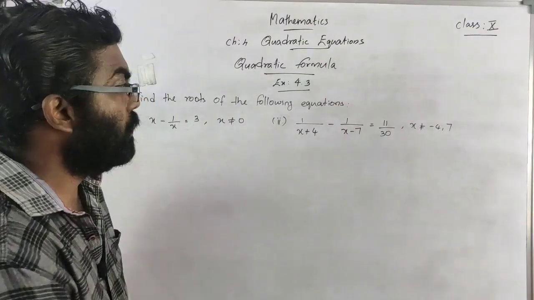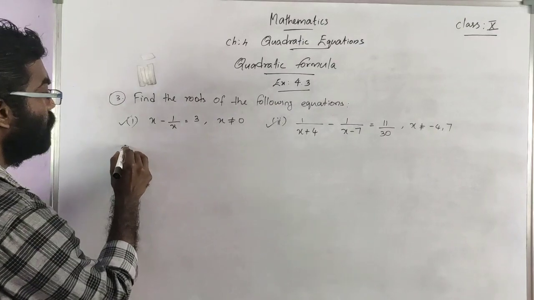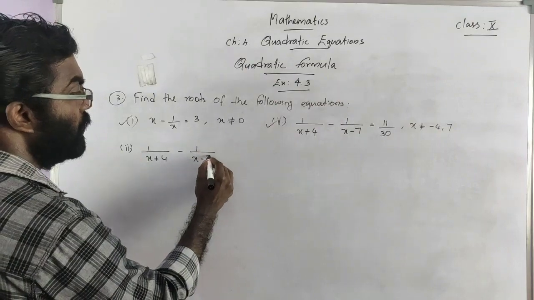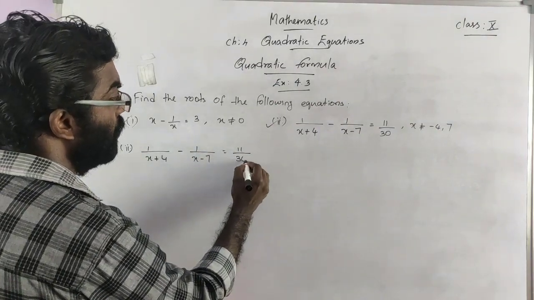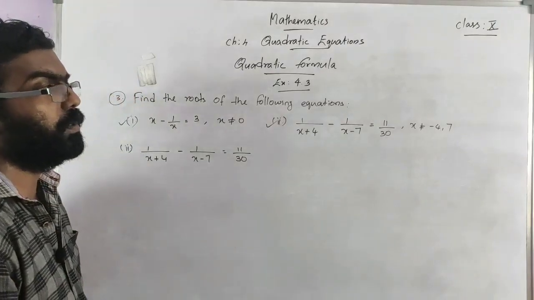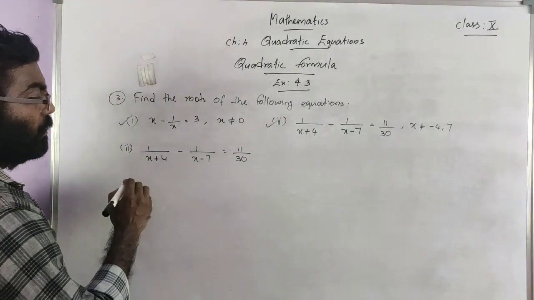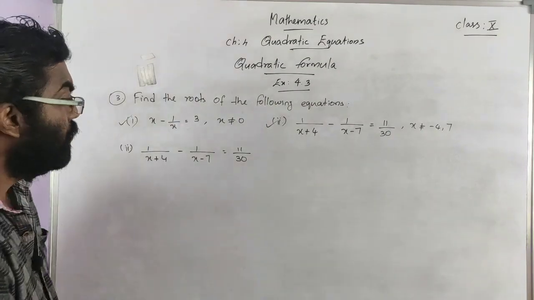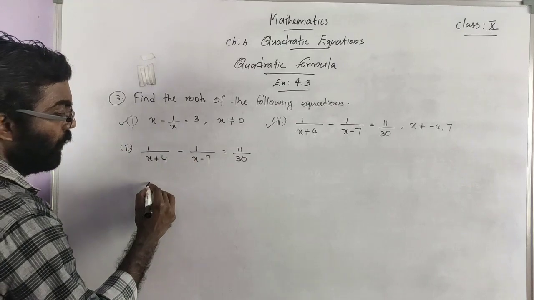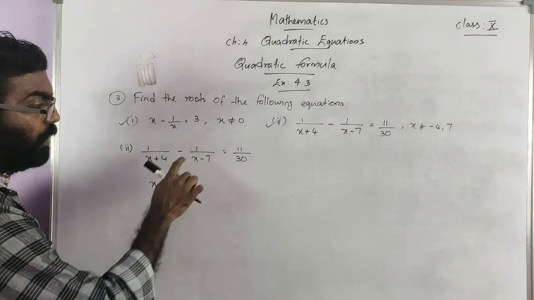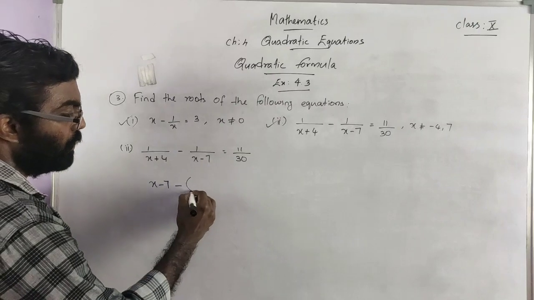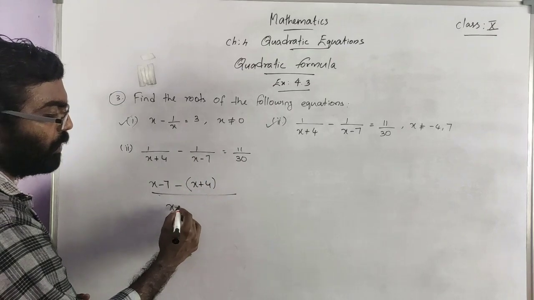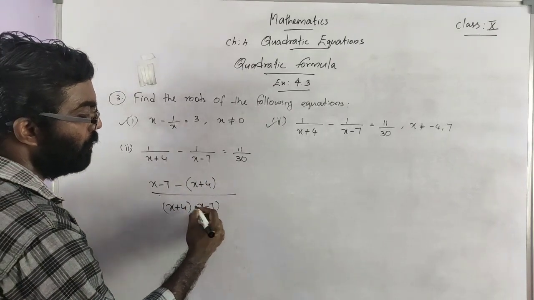Now consider the second one. 1 by x plus 4 minus 1 by x minus 7 is equal to 11 by 30, where x is not equal to minus 4, 7. Here also we can cross multiply because it is not in the standard form. So 1 into x minus 7, then minus 1 into x plus 4, divided by the product of denominators, x plus 4 into x minus 7, which is equal to 11 by 30.